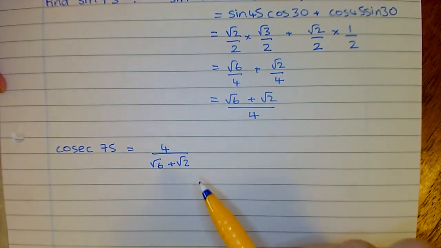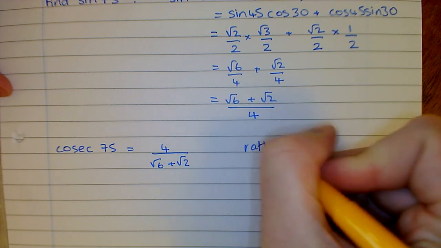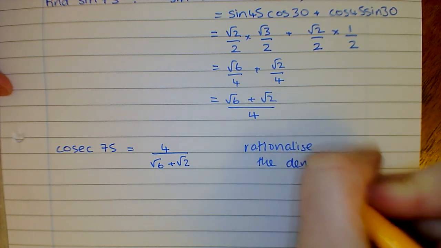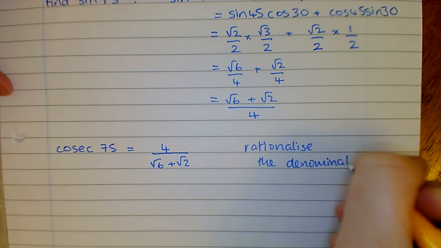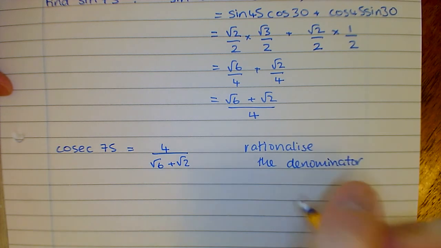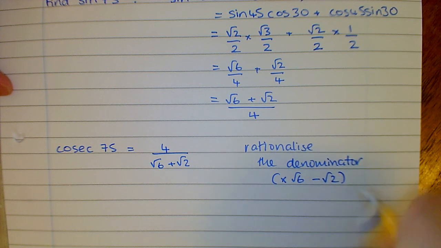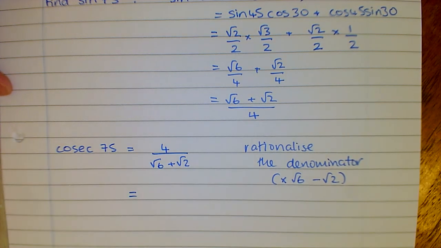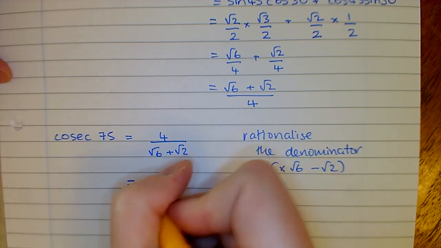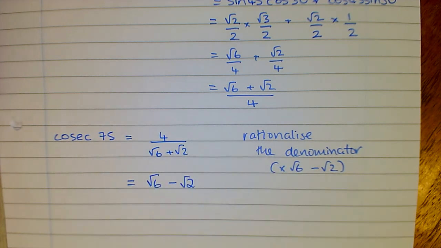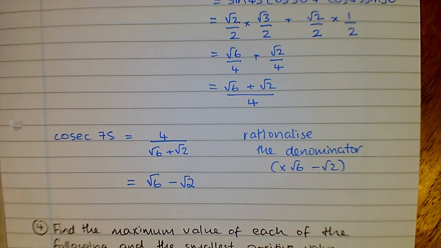Now you would never leave this as an exact value. You need to rationalise the denominator. So either you can multiply top and bottom by root 6 minus root 2, or you can stick it into your calculator and hit equals and it'll rationalise for you, and you get root 6 minus root 2.